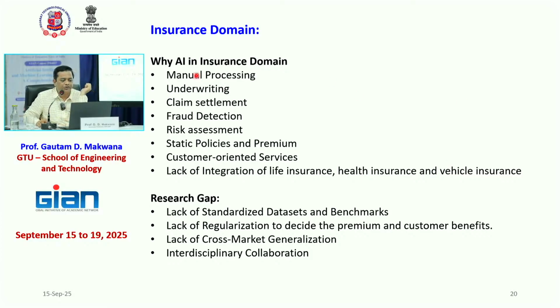So this is manual processing, even in underwriting. Whenever you make a claim in writing, different people, with different languages, all have issues. Gujarati people write in Gujarati, in other states they write in their own language. So the scenario is different and the content will be different. It is a very cumbersome job to make automatic underwriting without human intervention. Then there is claim settlement, fraud detection, risk assessment.